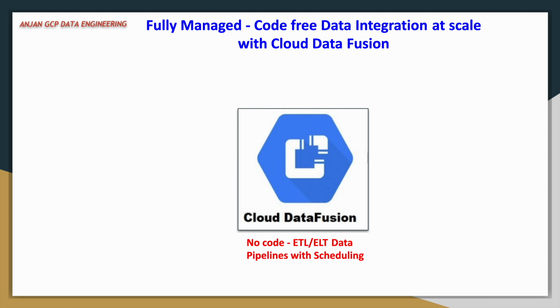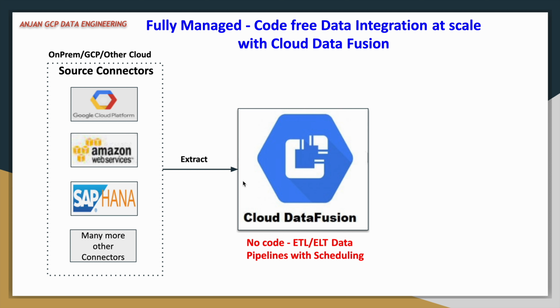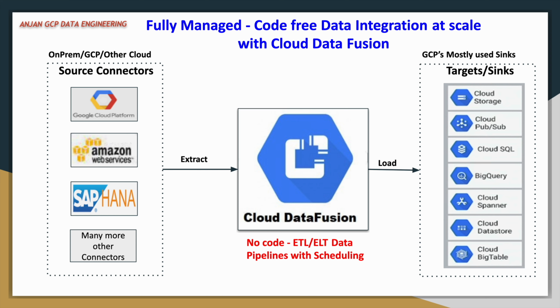As we already discussed, you can extract or integrate data from different sources like Google Cloud Platform services such as storage and databases and other services. Also you can integrate data from Amazon Web Services, Amazon S3 and Amazon Redshift. In a similar way, we have connectors to extract and integrate data from your SAP HANA environment, which is hosted on cloud and other infrastructure. There are many more connectors available. You can integrate data from all these source connectors and load the data into different sinks or targets.